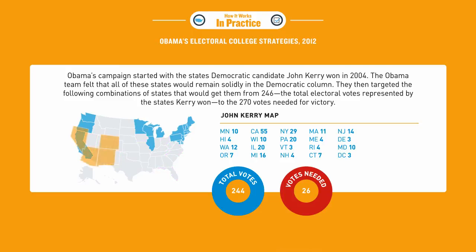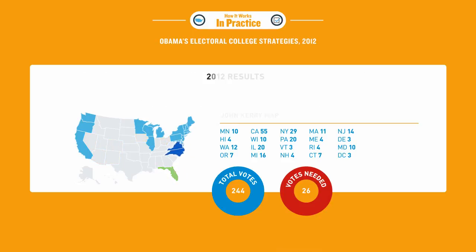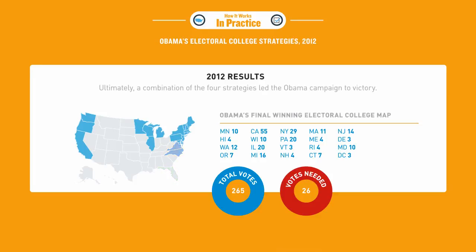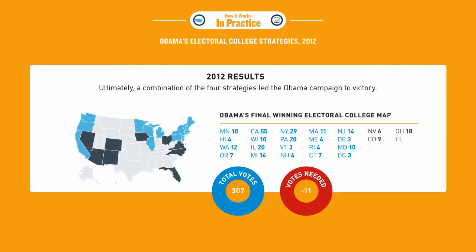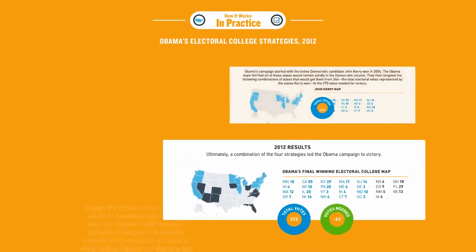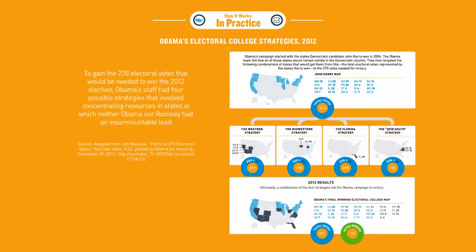Winning the Western toss-up states, or winning in Iowa and Ohio, or carrying Florida, or winning in North Carolina and Virginia. In all, a combination of these strategies led Obama to a decisive victory in 2012. Winning in 26 states and Washington, D.C., and finishing with a total of 332 Electoral College votes, 62 more than necessary to win. The Obama campaign's strategy paid off. While only winning 51% of the popular vote, he carried 62% of the Electoral College votes.